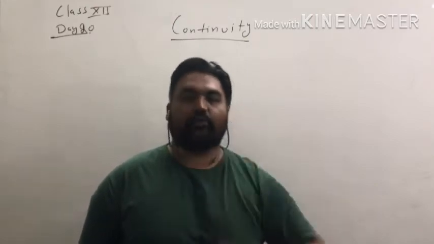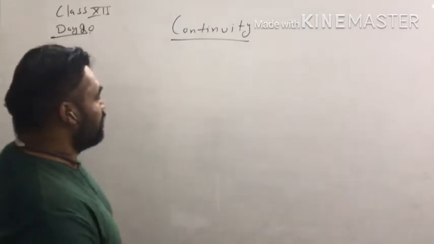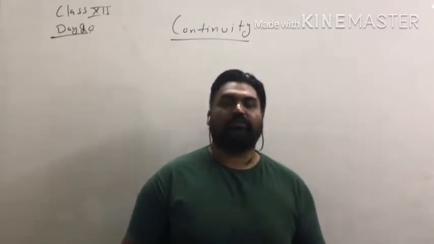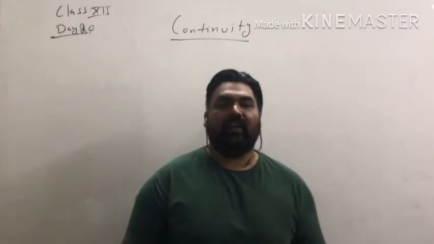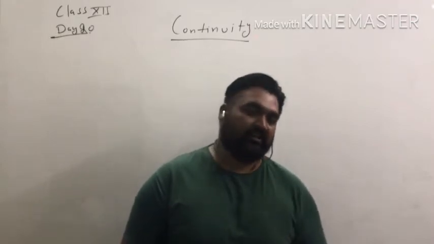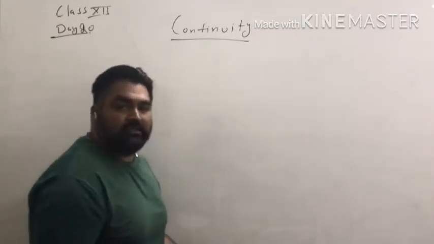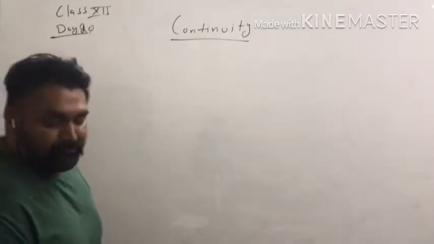The next chapter is continuity. So, what is continuity? Continuity is when the left hand limit equals the right hand limit. Limit as we discussed in class 11th. So, now I'll explain the whole concept with some examples.